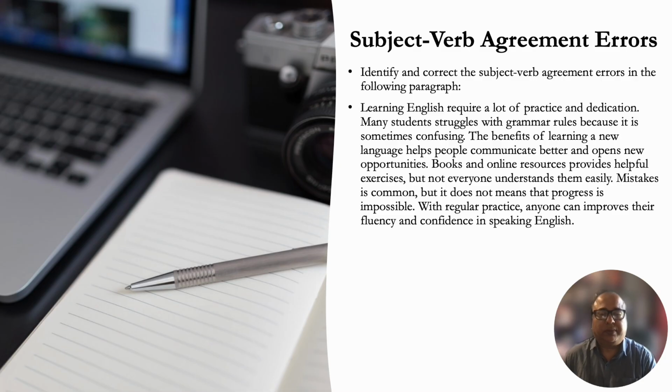So let me give you an example before you do the exercise. The author argue. There's an error, right? Because there's only one author. So the verb should have the third person singular suffix s. So the author argues is better than the author argue. The author argue is incorrect to begin with.